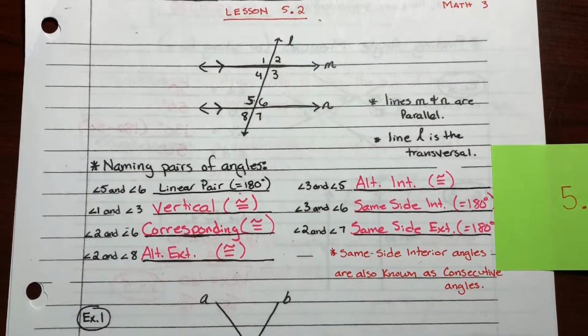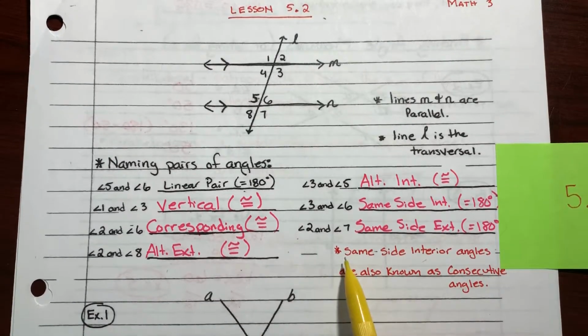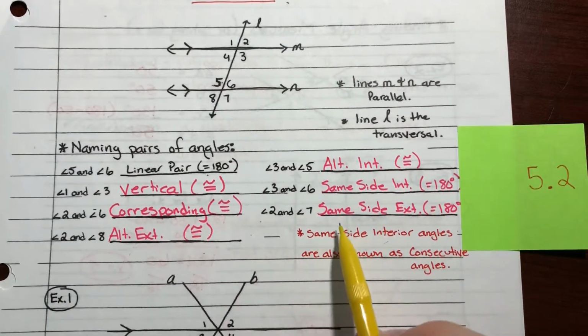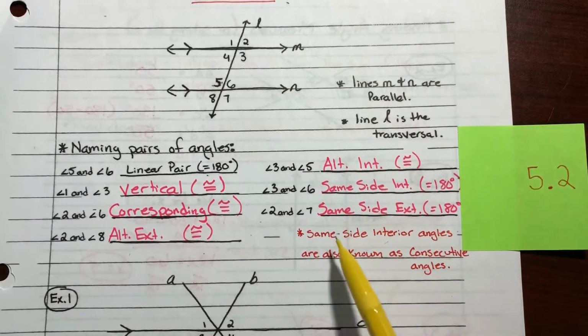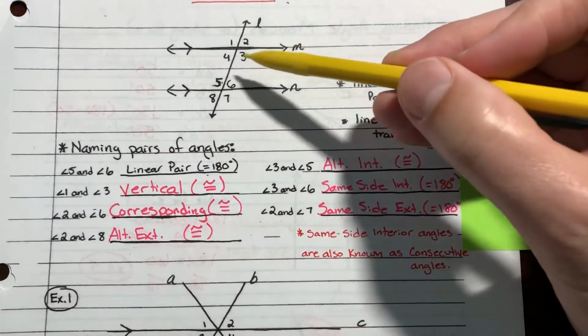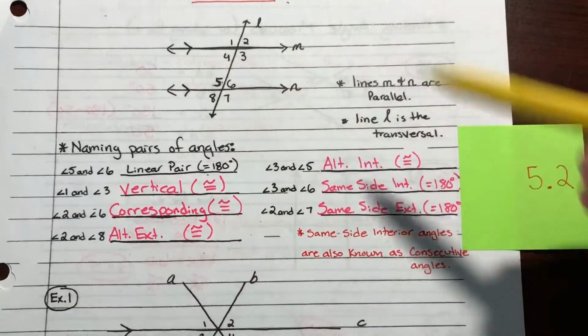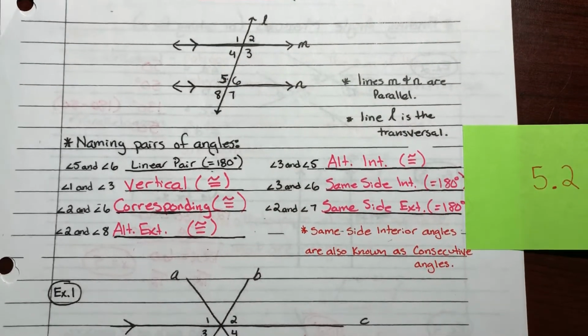Okay. I wanted to make a note here, a little star. Same side interior. So we're talking about 3 and 6 or 4 and 5. They can also be known as consecutive angles.